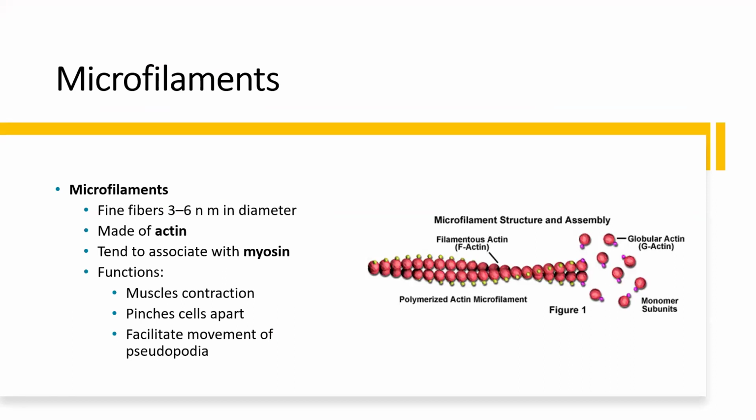Microfilaments are the smallest. These are very fine, 3 to 6 nanometers in diameter. They're made up of these actin proteins, right? So here we have globular actin and then filamentous actin, or G actin and F actin. This is the stuff that is associated with myosin, that's involved in muscle contractions. They help pinch the cells apart, and if a cell has a pseudopod, these can be important for moving the pseudopodia around.